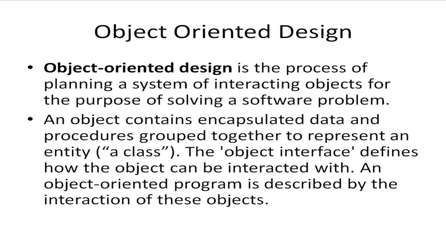The definition of object-oriented design is the process of planning a system of interacting objects for the purpose of solving a software problem. An object contains encapsulated data and procedures grouped together to represent an entity. I put in there a class. The object interface defines how the object can be interfaced with. Object-oriented programming is described by the interaction of these objects.